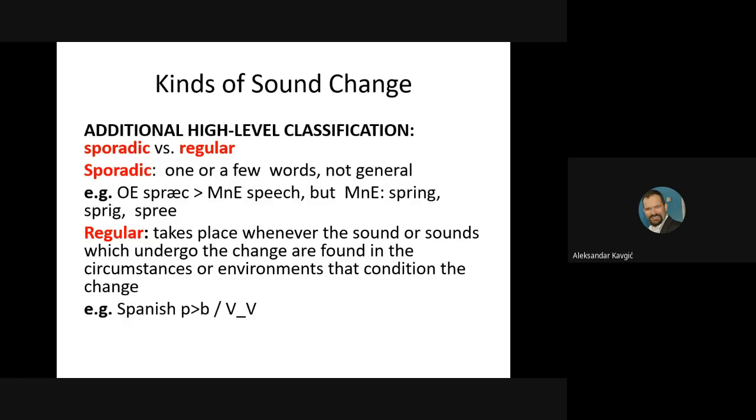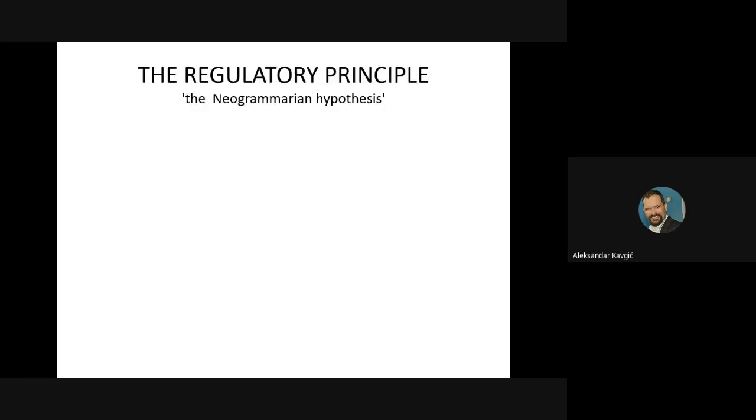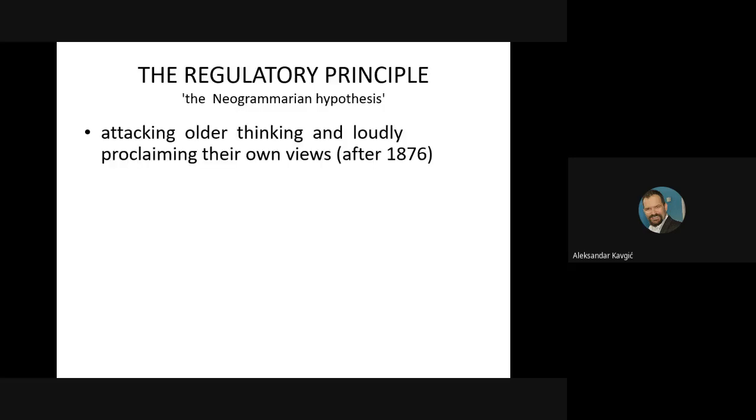So, for example, Spanish p becomes b, it becomes voiced in the intervocalic position always. That's a regular change. This regular change goes back to just a little bit of theory. It goes back to the neogrammarians. You remember them from the first lecture.